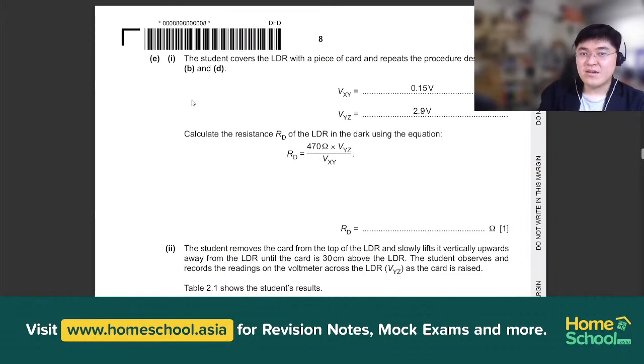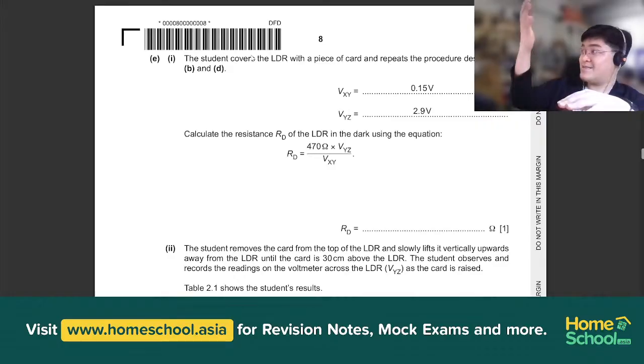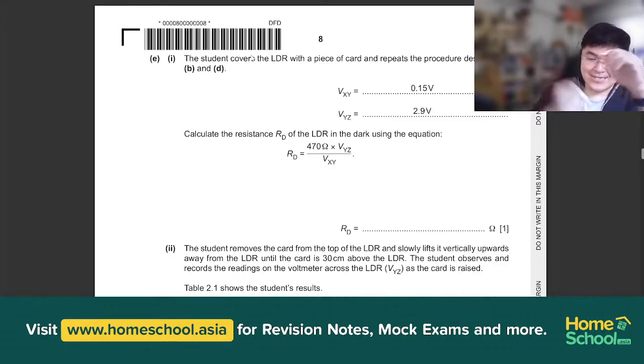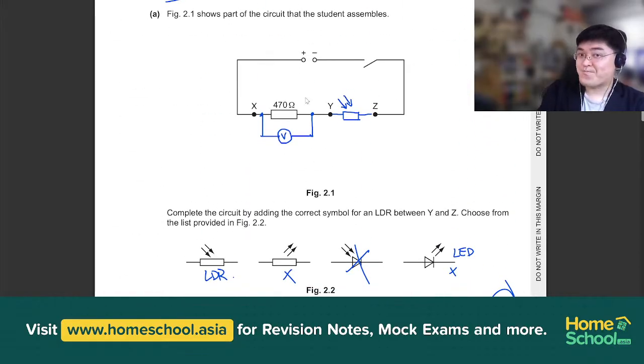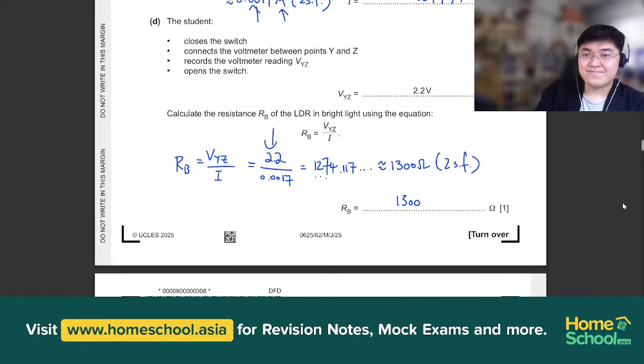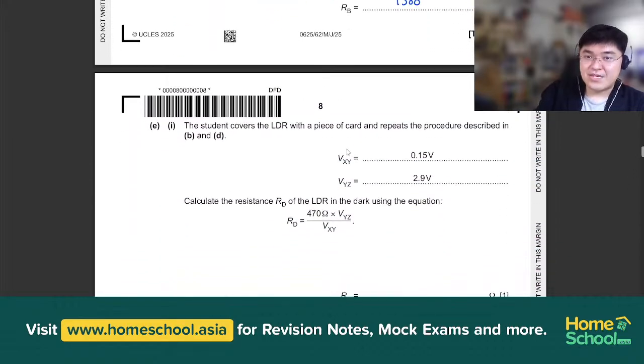Let's move on. Now, the student covers the LDR. What I mean is, take the hand and cover the LDR with a piece of card. Now it's in darkness. Then they repeat the procedure described in B and D. So what is VXY? VXY is this over here, the 470 ohm voltmeter. So this is for the 470 ohms, and this is for the LDR.